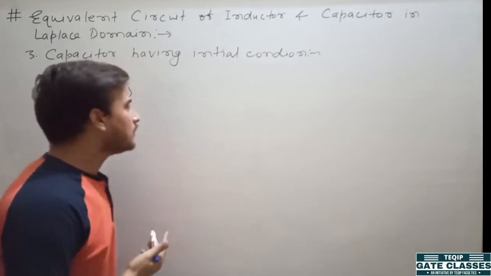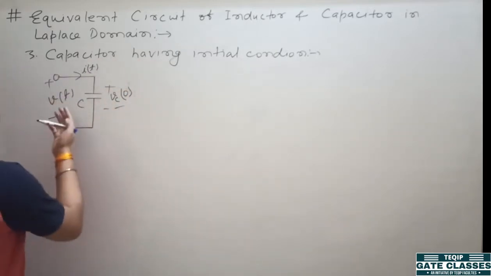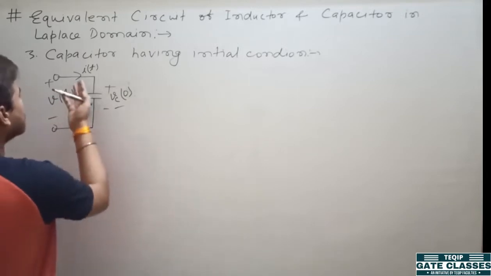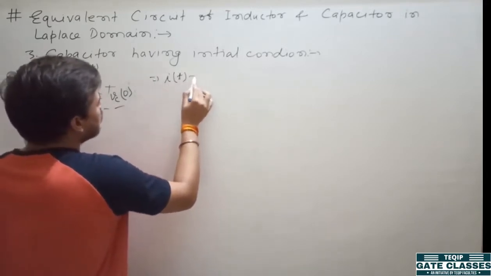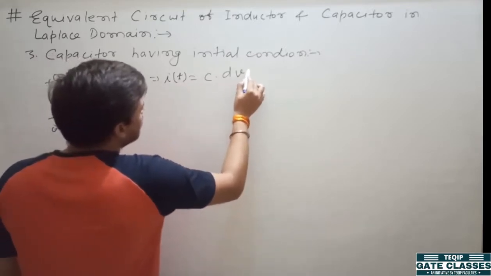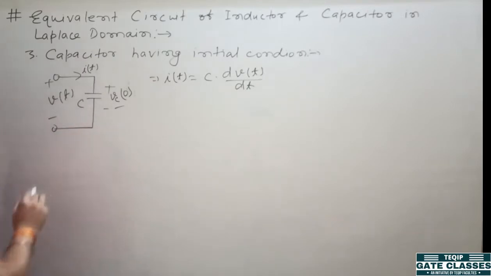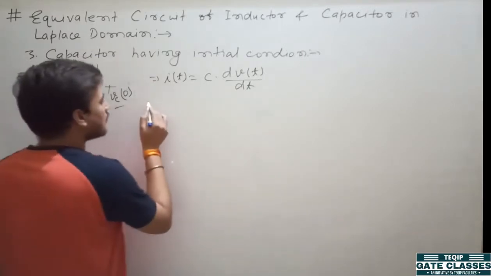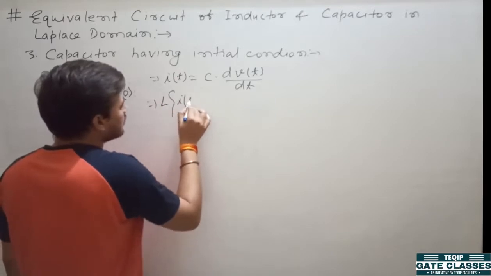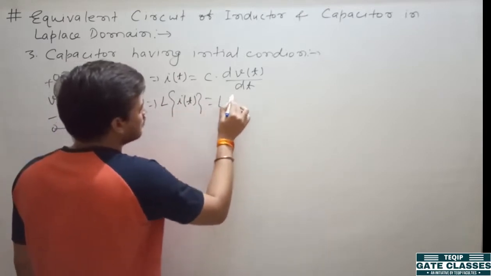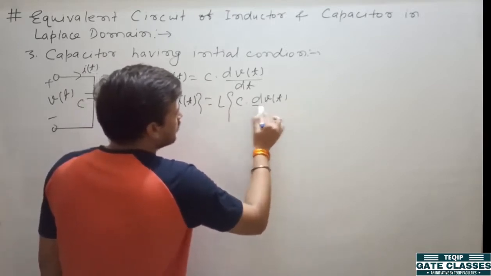Now we have to write the circuit in the Laplace domain. So how will you write? You know the current flowing through the capacitor is It. It is equal to C into dVt upon dt, because Vt is the voltage across this capacitor. So now what will you do? We'll take the Laplace on both sides. So Laplace of C into dVt upon dt.